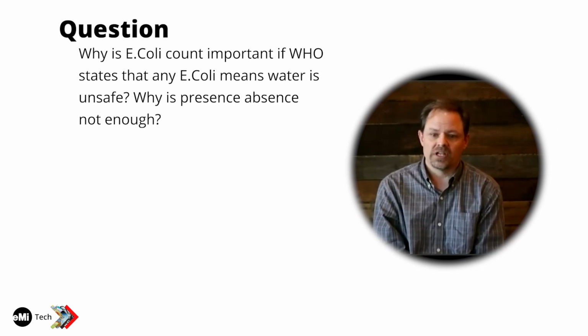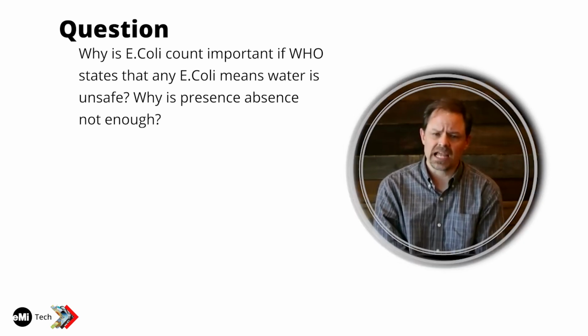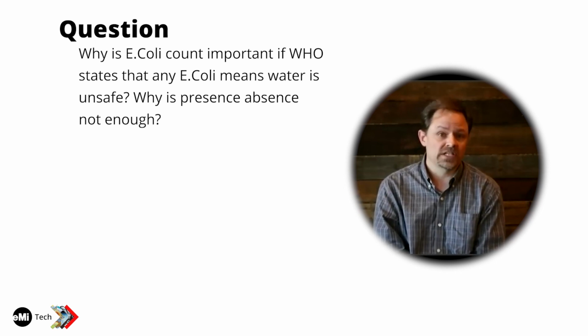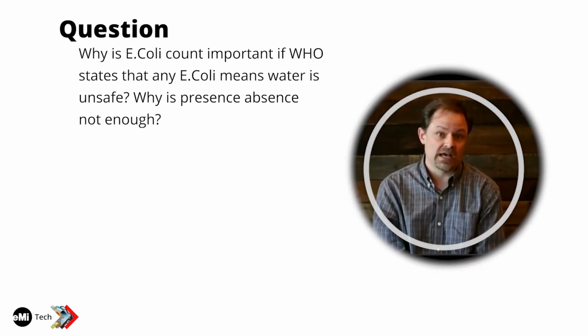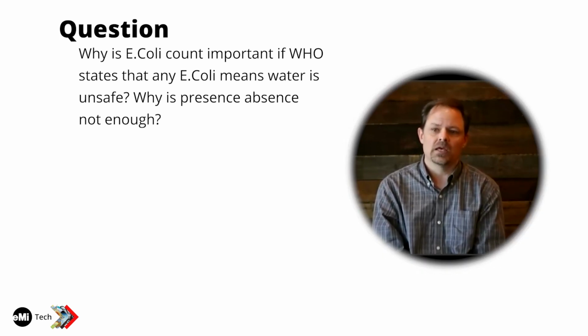Why is E. coli count important if WHO states that any E. coli means water is unsafe? Why is presence absence test not enough? It's a good question too, and it has to do with two things which are related. The World Health Organization also has risk categories, which are associated with the number of E. coli. The more abundant the E. coli are, the more likely that you would get an infectious dose of that pathogen and get sick. So as the number goes up, the risk goes up, and consequently, it may inform our treatment decisions.